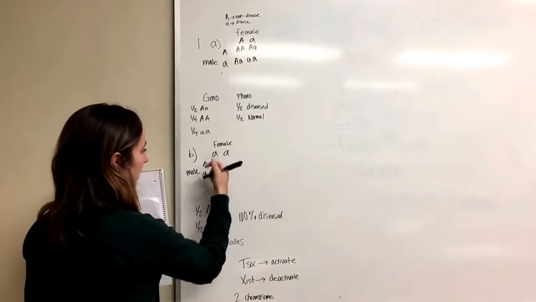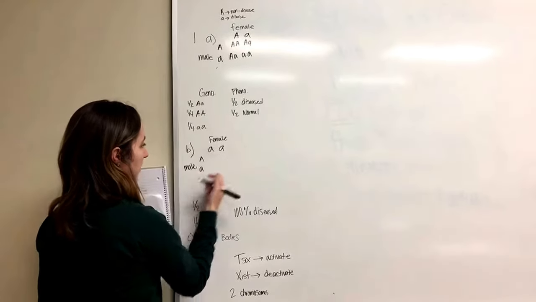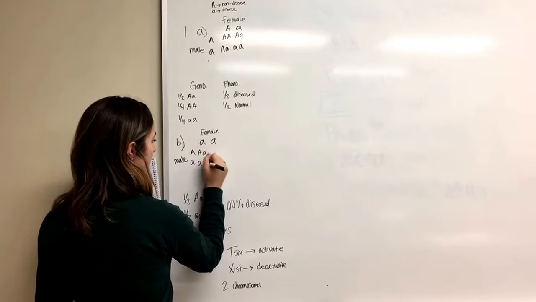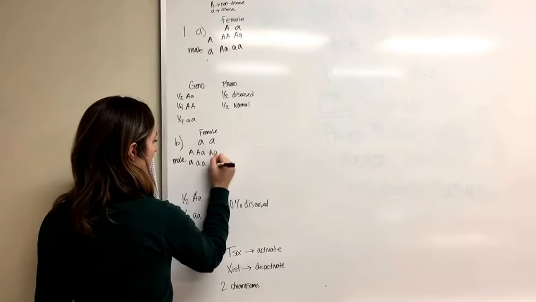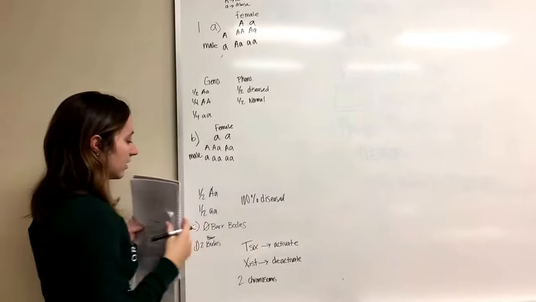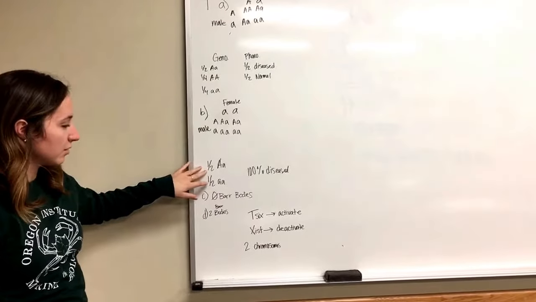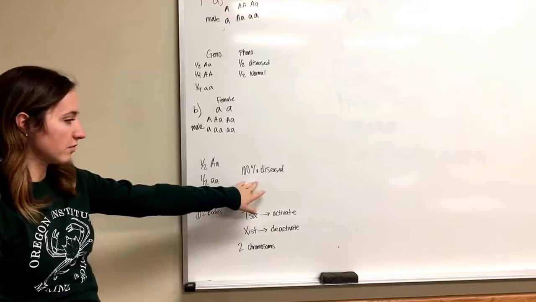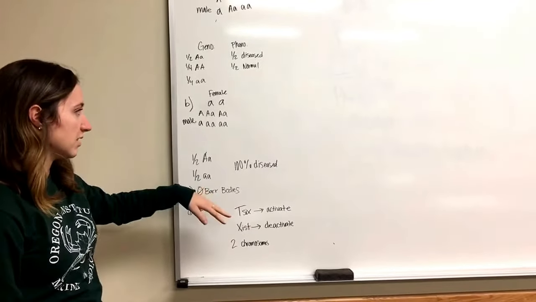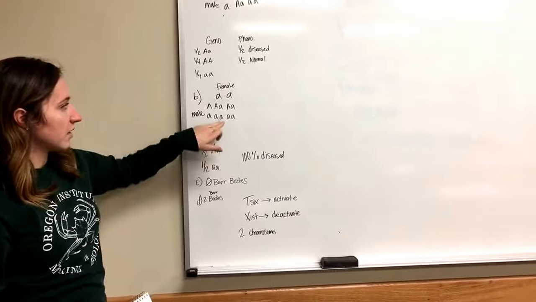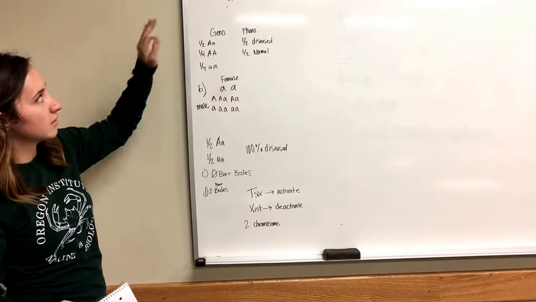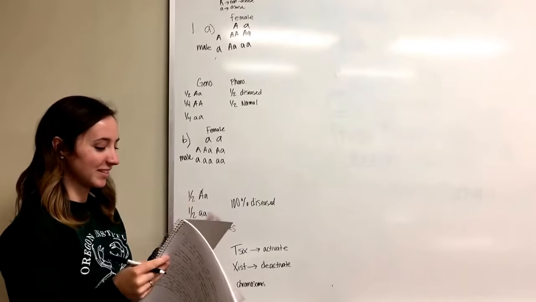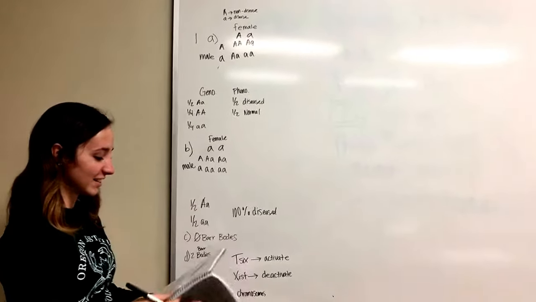With the second one, it gives you the female and the male genotypes again. You do the Punnett square again, and for the genotypes, half are big A little a and half are little a. All of them will be diseased because of the little a, which is the disease allele, since the paternally inherited alleles are silenced.